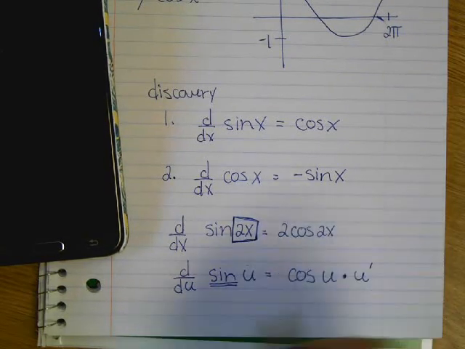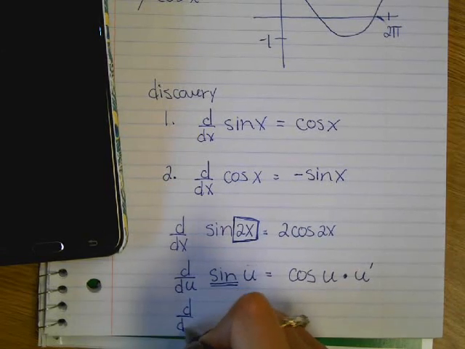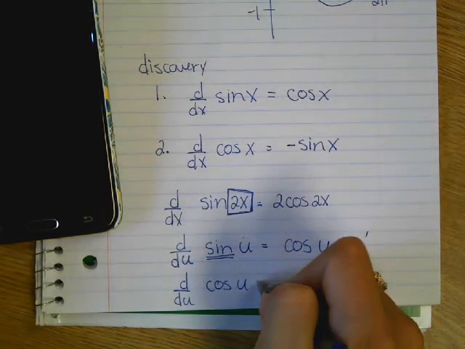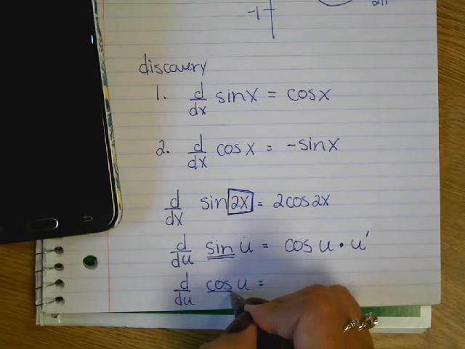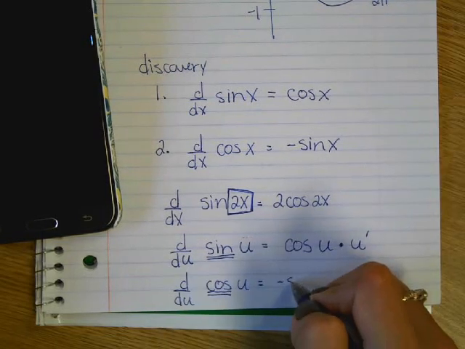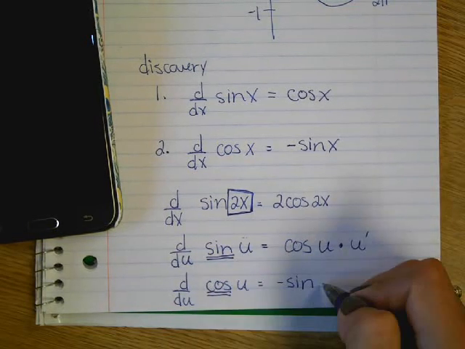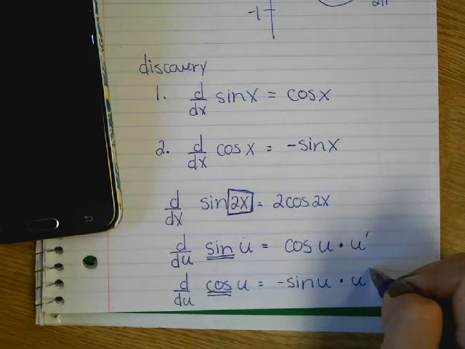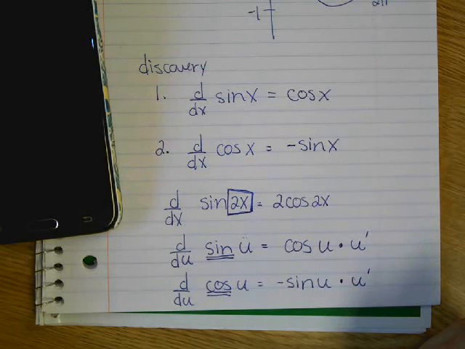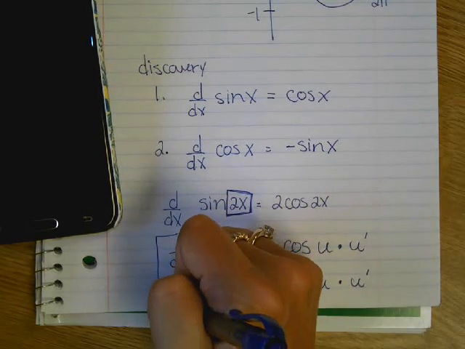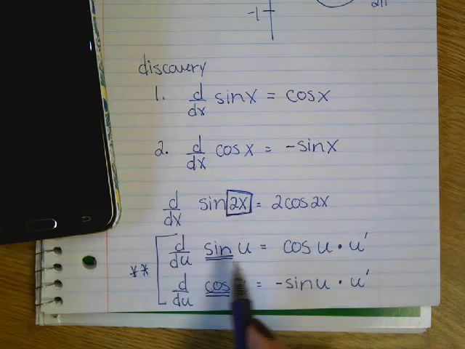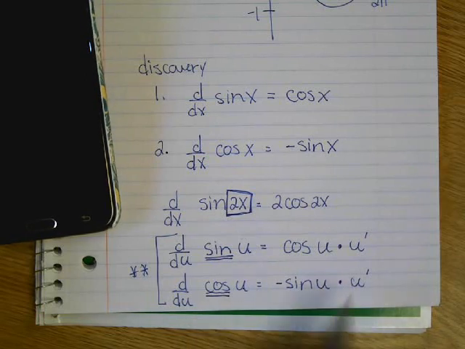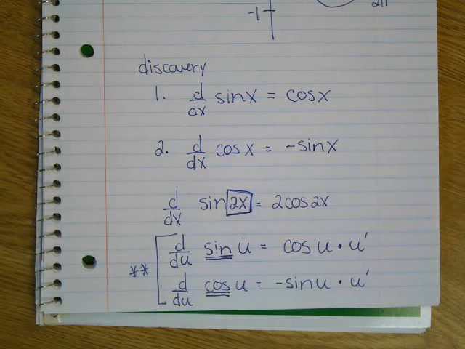Same thing is going to happen when we do cosine. The derivative of cosine, first we start with the trig function. The derivative of cosine is always going to be negative sine of the angle. You keep the angle, but then you have to multiply by the derivative of the angle, because the amplitude gets affected. So these are the 2 rules we're going to be using today, right here. So derivative of sine is cosine times the derivative of the angle, and then cosine's derivative is negative sine times the derivative of the angle. Okay, let's practice.